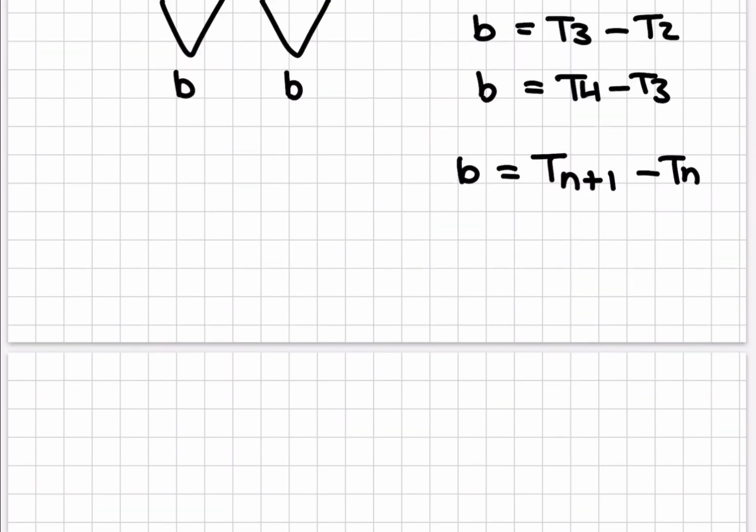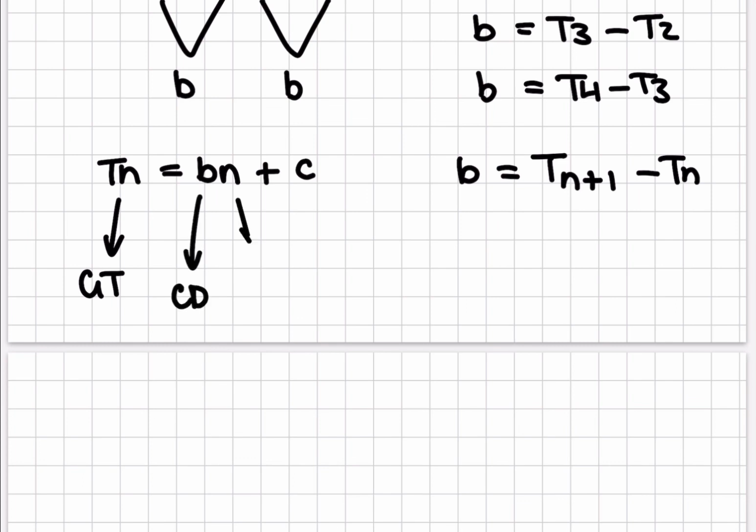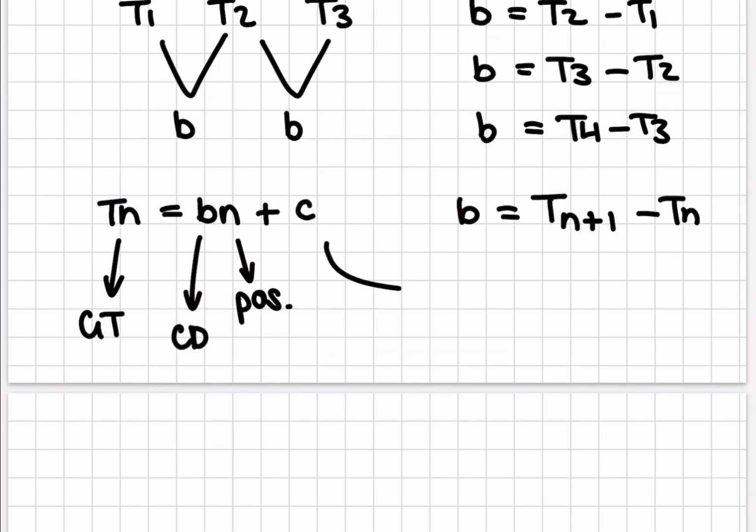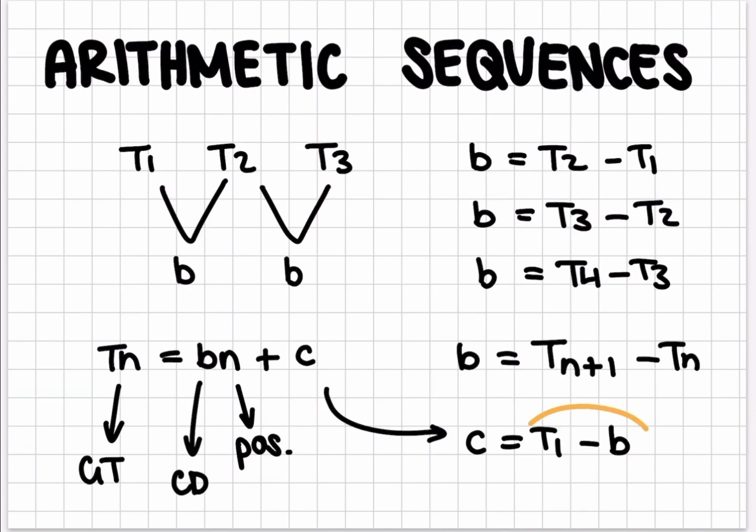Now the formula a lot of you will use this year is tn is equal to bn plus c. Don't stress if you haven't seen this formula before. There is another formula that you are allowed to use, but I'll get to that in a moment. tn being the general term, the nth term, the general formula, all the same thing. b being the constant difference, n being the position of the term, c being term 1 minus the constant difference. So c is just technically the term that comes before the first term.